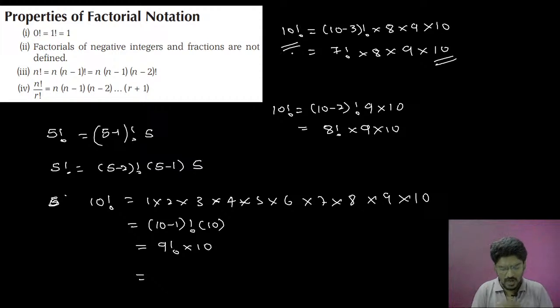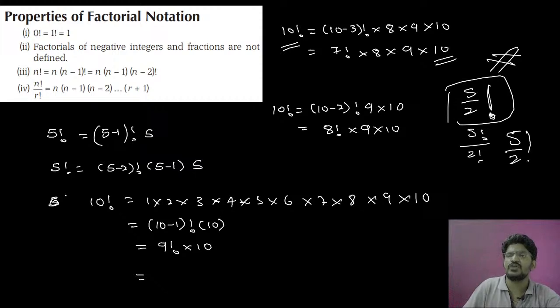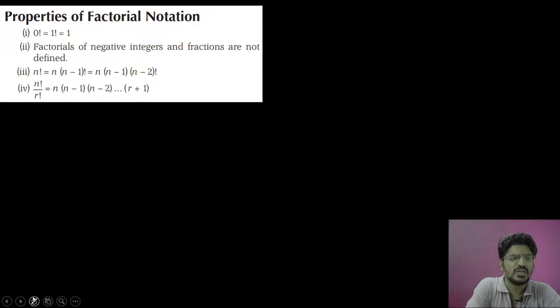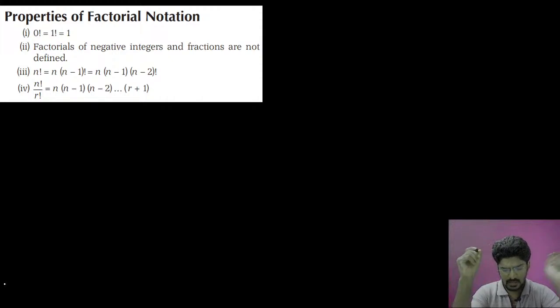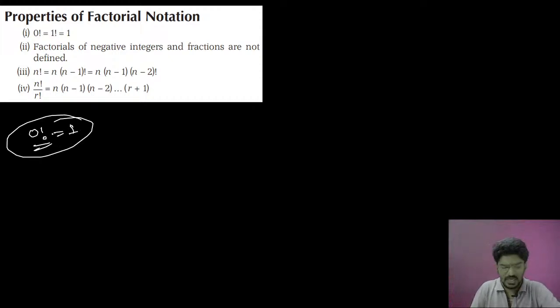So for negative integers we can't write factorials. For fractions, you just see, I can't write 5 by 2 factorial. I can write 5 factorial divided by 2 factorial, but I can't write the complete 5 by 2 factorial like this. So factorial is not defined for negative integers, factorial is not defined for fractions, but factorials can be defined for positive numbers. And you can also write 0 factorial as 1. Please remember this, very, very important.